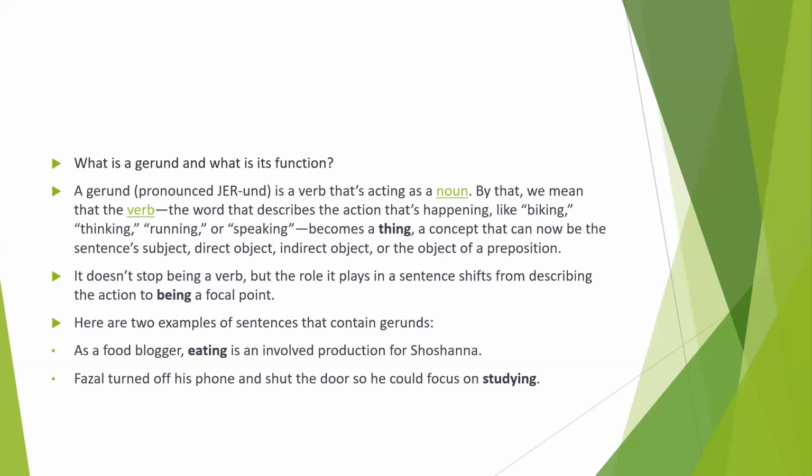So here are two examples of sentences that contain gerunds. What is the first one? As a food blogger, eating is an involved production for social now. So here, what is the gerund? Eating. Why? Because we have added ing to the verb.